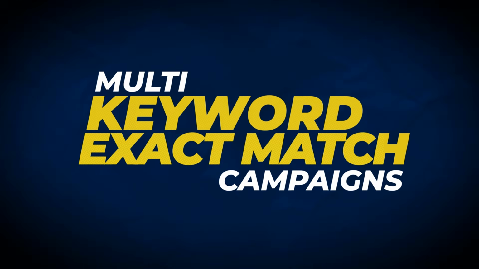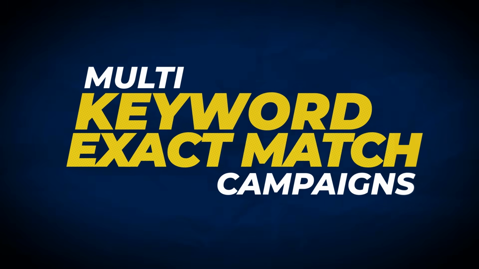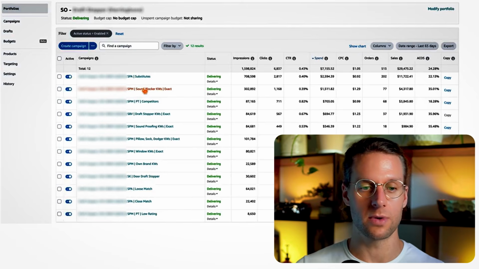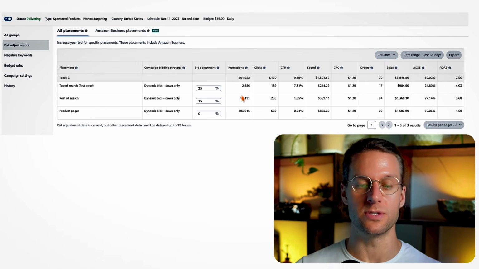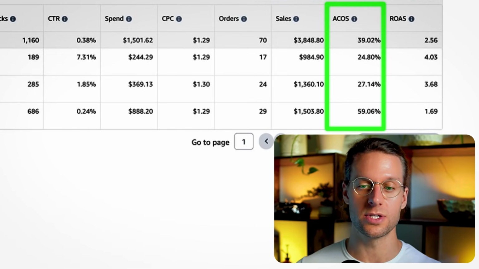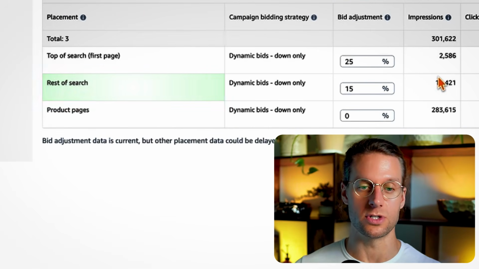So let's go to the cheat sheet and look at the next type of campaign that we're going to learn how to optimize, which is a multi-keyword exact match campaign. And we're going to be using sponsored products. So to optimize this campaign, we're going to click into the campaign itself. Now we're going to go to bid adjustments. And again, this is one of the most important types of campaign optimization. We're going to look at the ACoS across the campaign for each of these different placements: top of search, rest of search, and product pages.